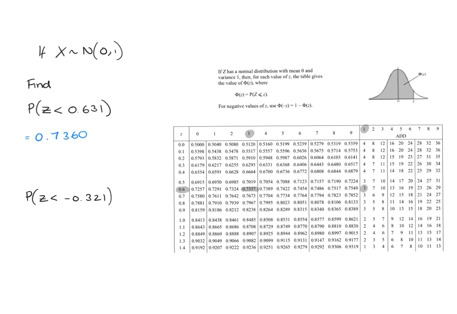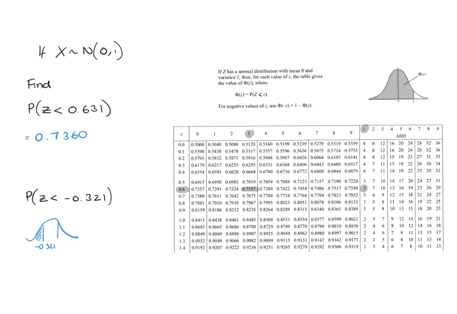Okay, now my next one is a little bit more complicated, and this is where a diagram will really help. So I'm looking for when Z is less than negative 0.321. Now, because it's a negative, that means it is going to be on the left-hand side of the bell curve. And in our table, we don't have values for the negatives. So what we're going to do is use symmetry to help us.